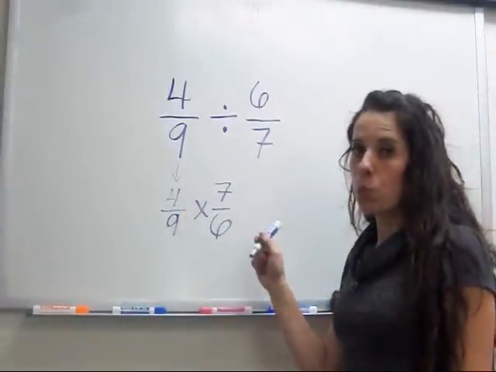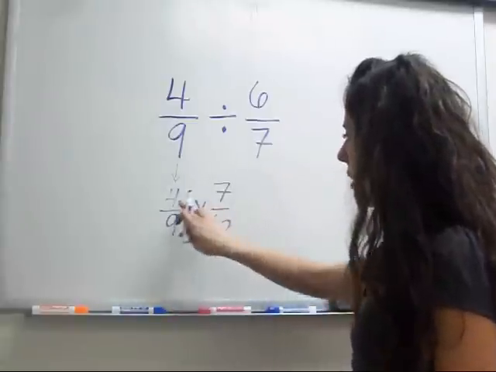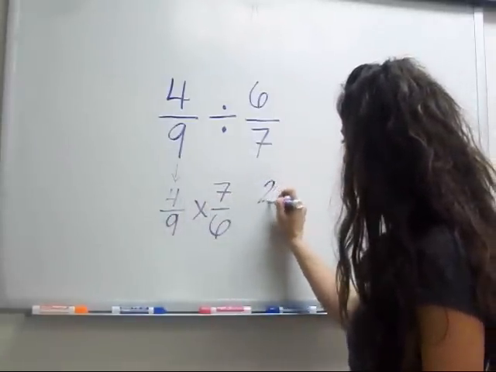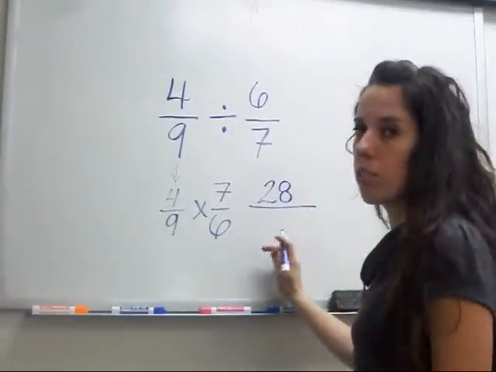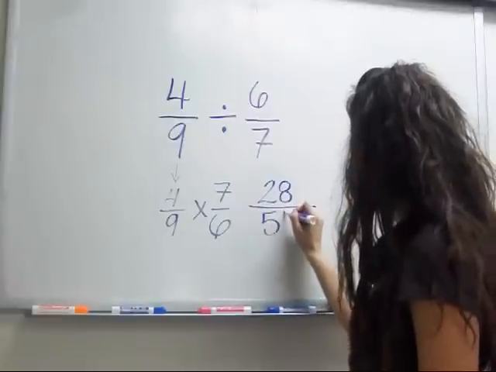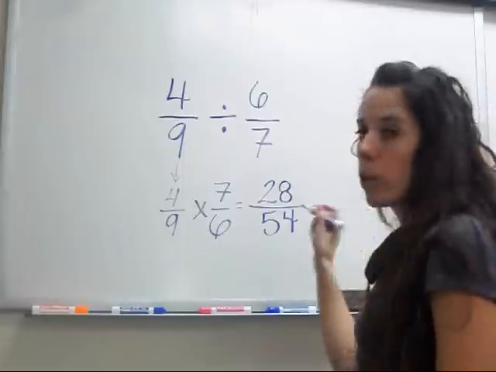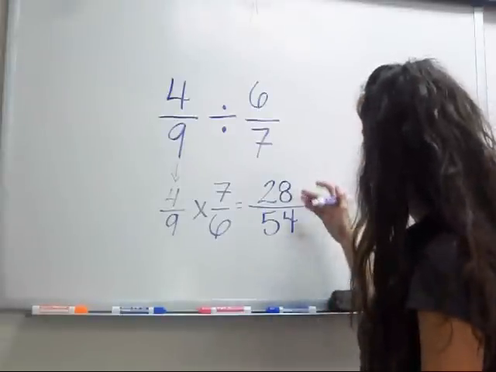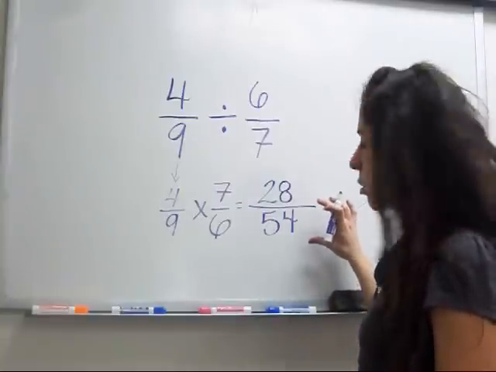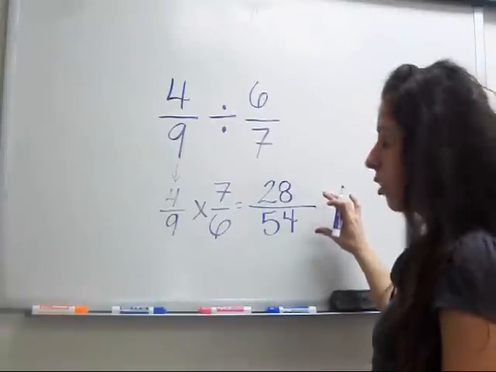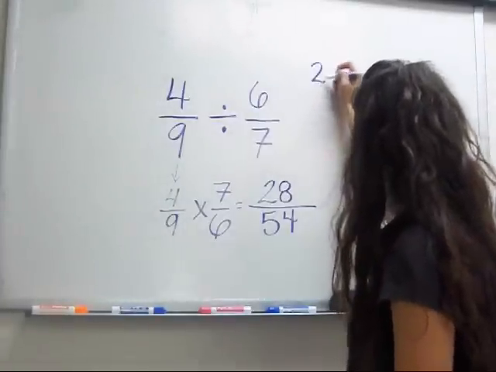Once we've rewritten it into a multiplication problem, we simply multiply. 4 times 7 is 28. 9 times 6, 54. We always want to simplify, so I'm looking at 28 and 54. I'm not exactly sure what number can go into both of these. That's the greatest common factor, so I'm going to make my list.